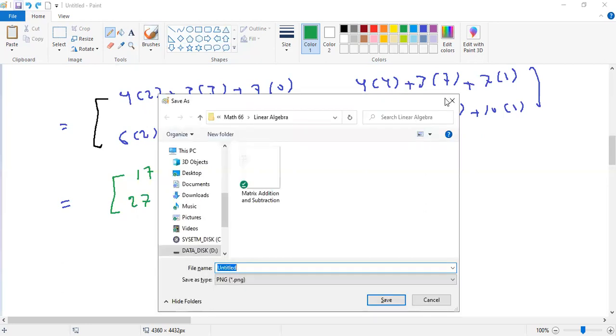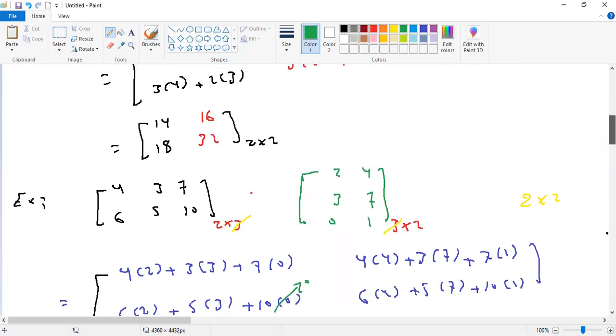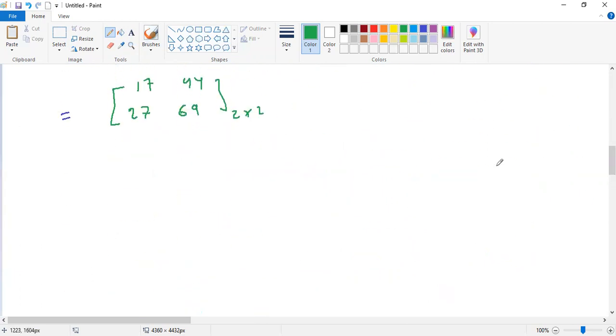Now, what is the matrix equal to? So the matrix, I have here, is 2 by 2. This matrix is 2 by 2. So look from the beginning, this is 2 by 3, this is 3 by 2. So the matrix multiplication we see is 2 by 2, 17, 44, 27, and 69. Now, there is a question.